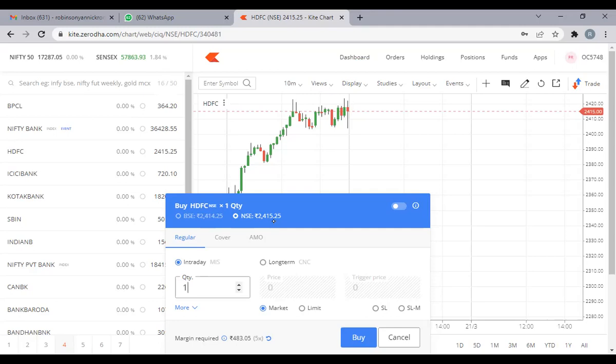The share price was 2,415. It went to 2,800 as per your assumption. 2,800 minus 2,415, the difference is 385 rupees. So you will get the whole 385 rupees into your account. Out of 385, for one order 20 rupees: buy order 20 rupees, sell order 20 rupees, 40 rupees gone. Another tax 10 rupees, 50 rupees gone. So out of 385 minus 50, you will get around 315 rupees for an investment of 483 rupees.